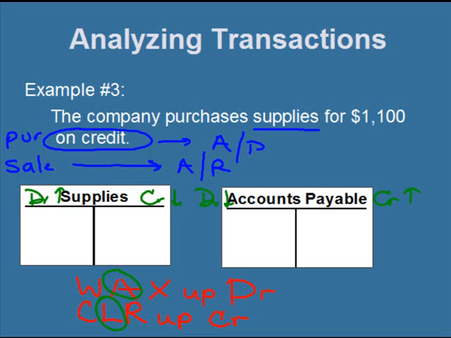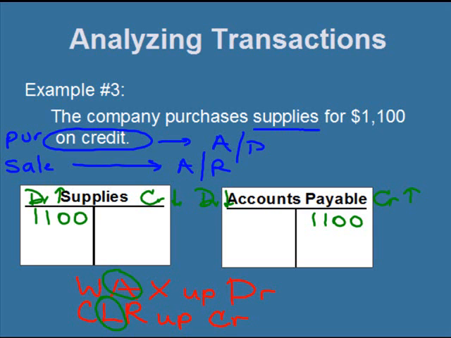When we go back to our transaction, the company purchases supplies for $1,100. You have to ask yourself if the supplies account is going up or down. And when we purchase supplies, our supplies account goes up. So we're going to put that $1,100 on the debit side. When we look at the accounts payable transaction, you have to ask yourself, is the company's debt going up or down? And when we purchase something on credit, the company's debt goes up. So we're going to put that $1,100 on the credit side of the T account.